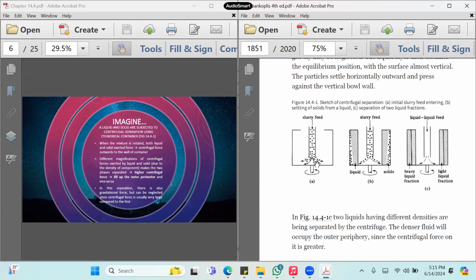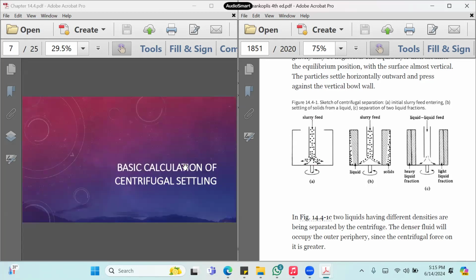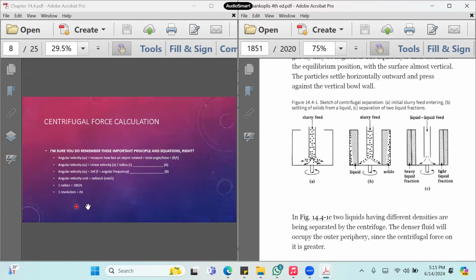Now, in this separation, actually there is also a gravitational force. However, it is neglected because the centrifugal force is way higher than the gravitational force. Okay? So we go to the calculation. I believe that you already know about this because it's shared in the physics class, and also maybe in your high school era. I hope that you still remember it.